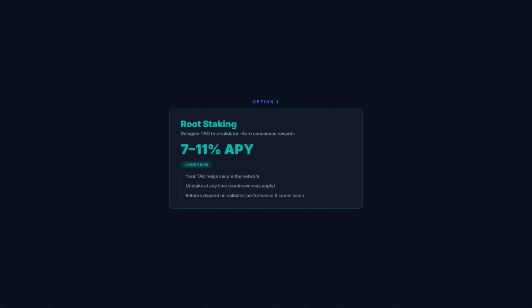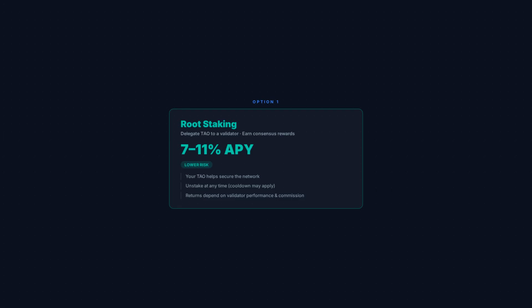When you stake TAO on the root network, you are delegating your TAO to a validator who participates in network consensus. Your TAO helps secure the network, and in return, you earn a share of the validator's rewards. Root staking is the simpler, lower-risk option.